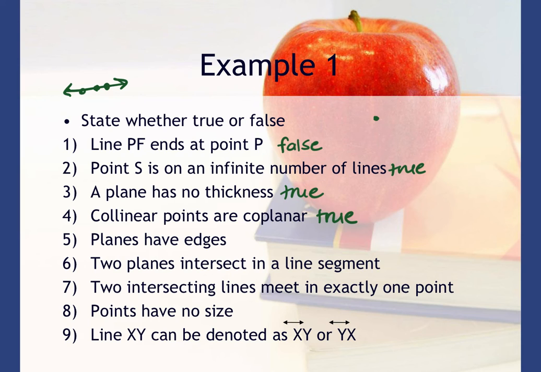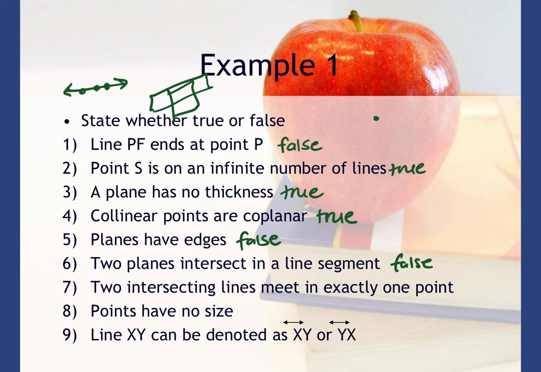5, planes have edges. Who didn't answer yet? False. Even though the picture of them looks like they have edges, they do not. 6, 2 planes intersect in a line segment. False. What's wrong with that? They intersect at a point. Well, they could intersect, but where they intersect is not a line segment, but what? Just a line. Okay, so the word segment is what makes that whole thing wrong, and that's how geometry works, my friends. One little word can screw you up completely, so be careful.